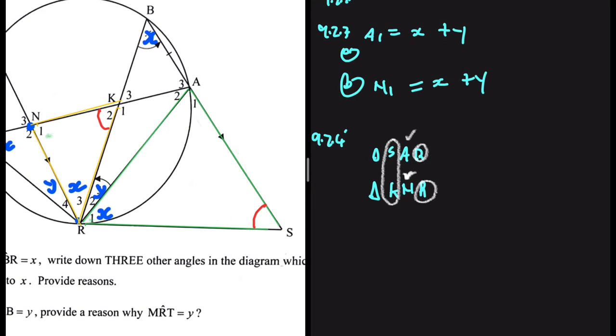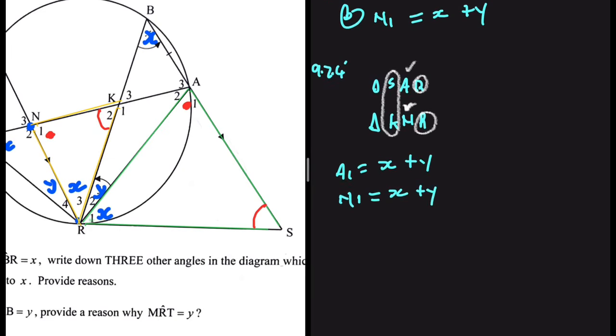In triangle ARS, we know that angle A1 is equal to X plus Y. And then in triangle KNR, we know that angle N1 is also equal to X plus Y. That's what we figured out in 9.2.3. So we can say that A1 is equal to N1 because they are both equal to X plus Y. Now we just need another pair of angles that are equal to each other in the two triangles, and we have proved that they are similar.